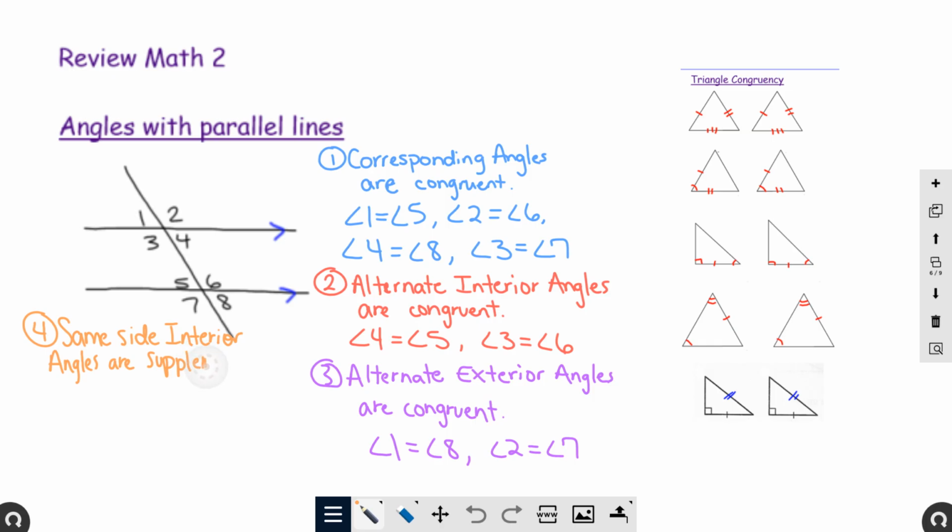Remember us repeating that a lot. Same side, supplementary. So those will be adding up to 180. They're on the same side of the transversal. They're inside the parallel lines. So our 2 pairs are angle 3 plus angle 5 equals 180. And then also angles 4 plus 6 equals 180.